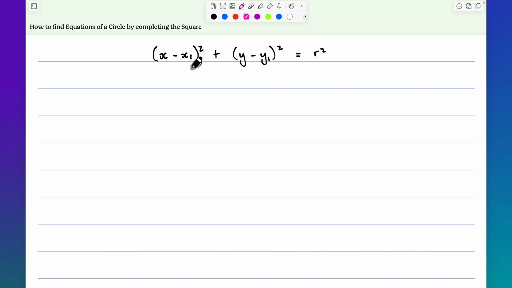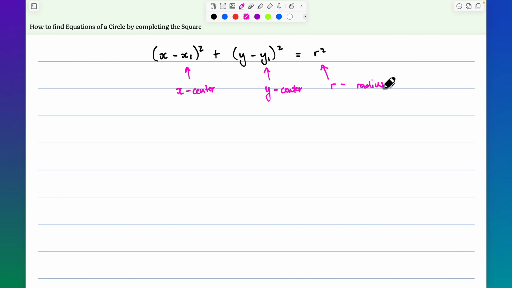The first thing is your x1 is the x coordinate of your center. Your y1 is the y coordinate of your center. And then your r is your radius. So your r in this case is going to be the radius. So we know how to basically interpret the circle when given this format.